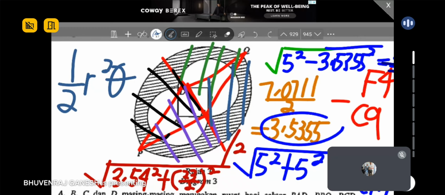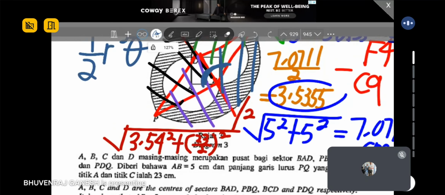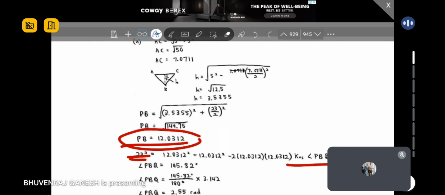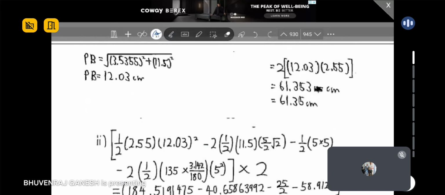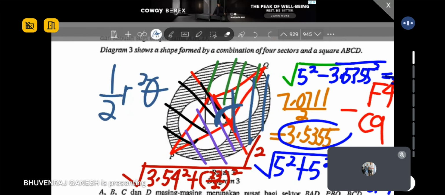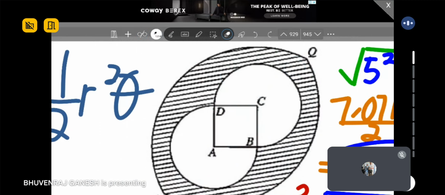And then your angle, sudut kamu, your PBQ. Am I right? PBQ is the angle of the sector, which is your part A answer, jawapan bahagian A, which is 2.55. So you just need to use the formula of half r squared theta. Okay, so you just substitute this one. And then make sure you times by 2, guys. Kena darab 2. Because you have 2 big sectors. Okay, and then you minus. Now it's time to minus all the unshaded region. Kamu kena tolak kawasan tak berlorek. Okay, so how to minus this? First step, you can think like this.